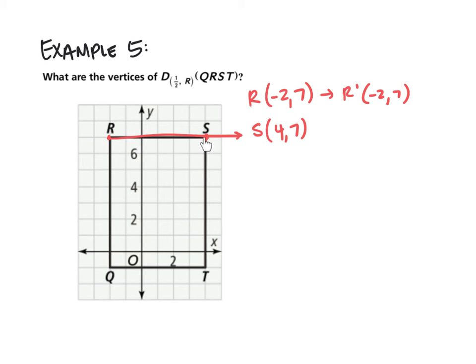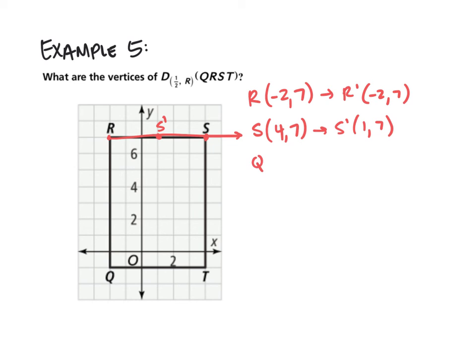So how far is S currently away from R? Well, it's 1, 2, 3, 4, 5, 6 units away. If we cut that in half, it would be 3 units away from R. So if I'm here and I go only 3 units along this ray, I would end up right there. So that's where S prime will be. S prime is going to be at the location 1, 7.